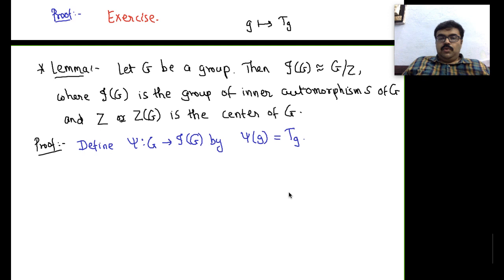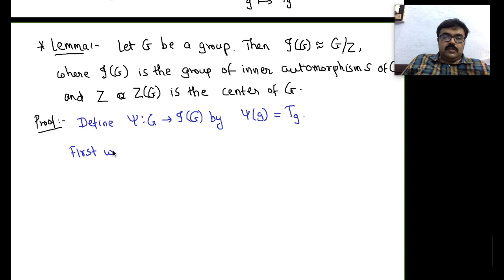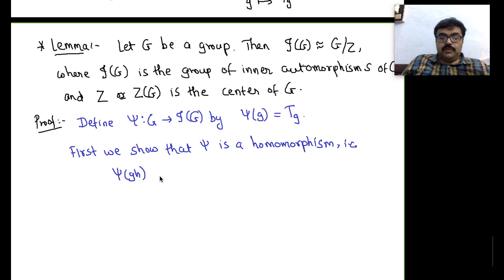First we show that psi is a homomorphism. That is, psi of gh equals psi g psi h for every g, h in G. That is what we have to show.